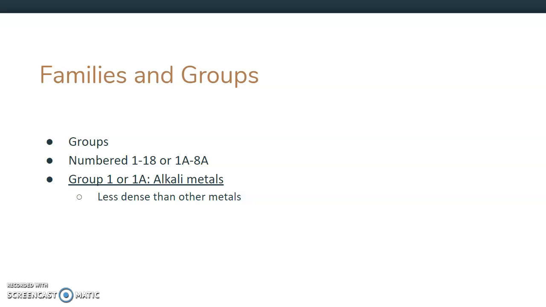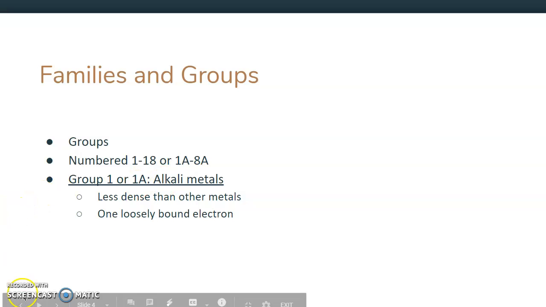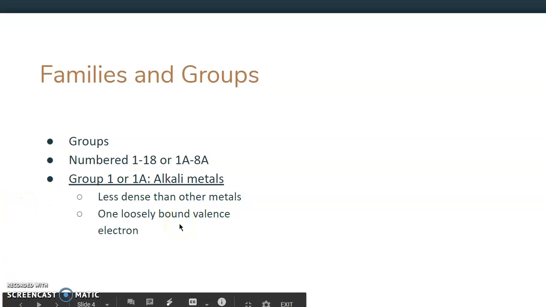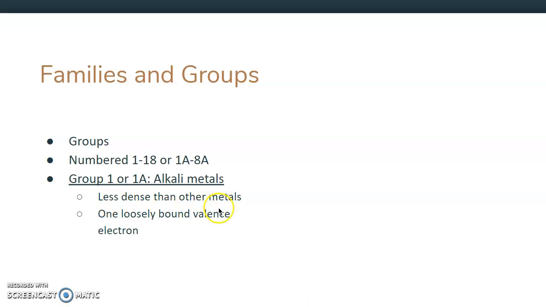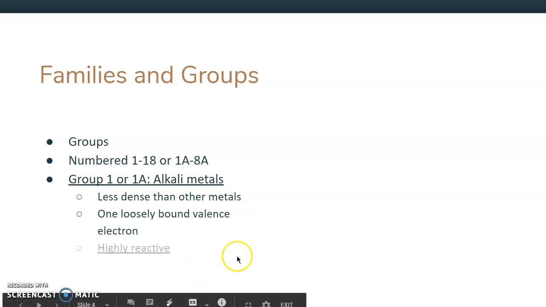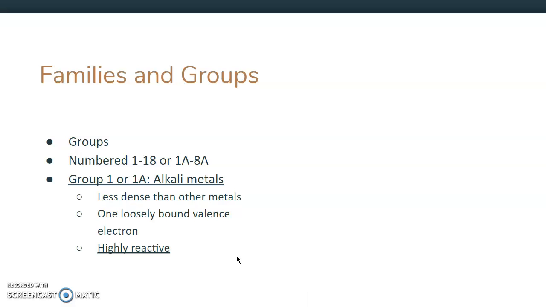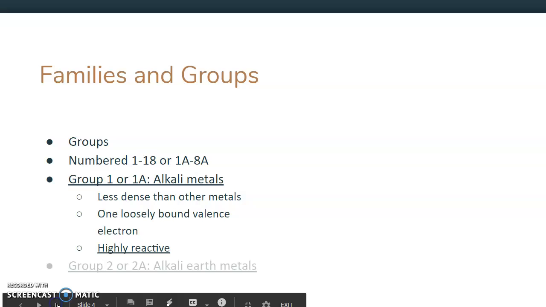They are less dense than other metals. They have one loosely bound valence electron. Let me update that. Sorry about that. Just had to add they have one loosely bound valence electron. And then an important thing to know about them is that they are highly reactive. Because they just have one valence electron, it is very easy for them to give that electron up and react with other atoms and elements.